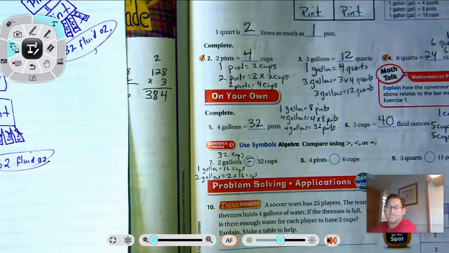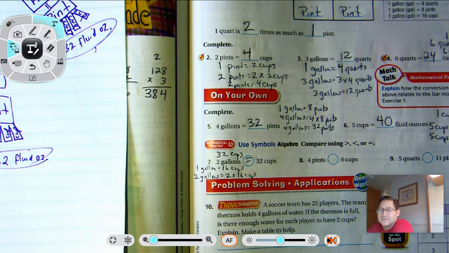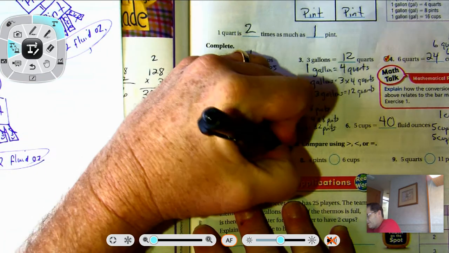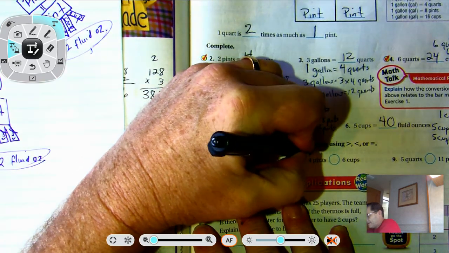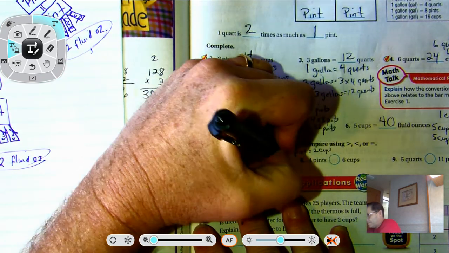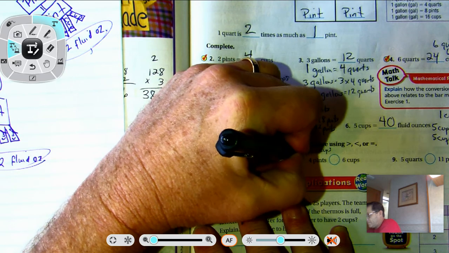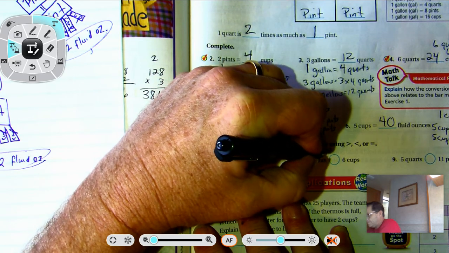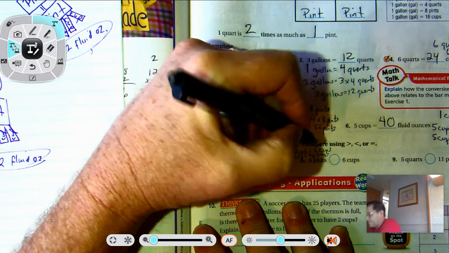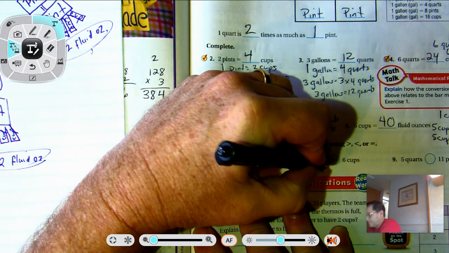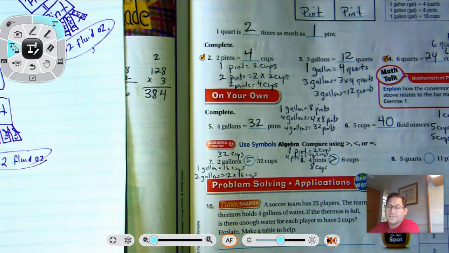Those two are equal. 4 pints compared to 6 cups. Okay, every pint has 2 cups. So 4 pints would be 4 times 2. So that would be 8 cups. So 4 pints is more than 6 cups.